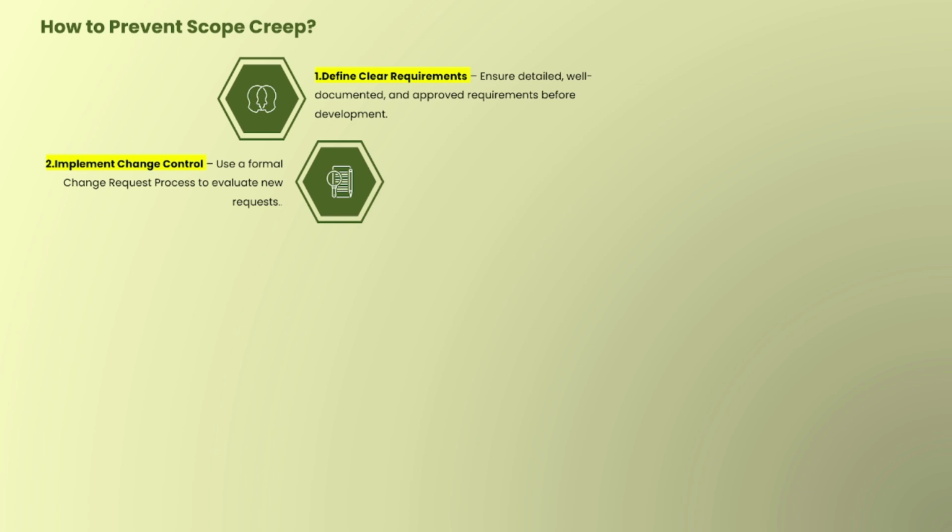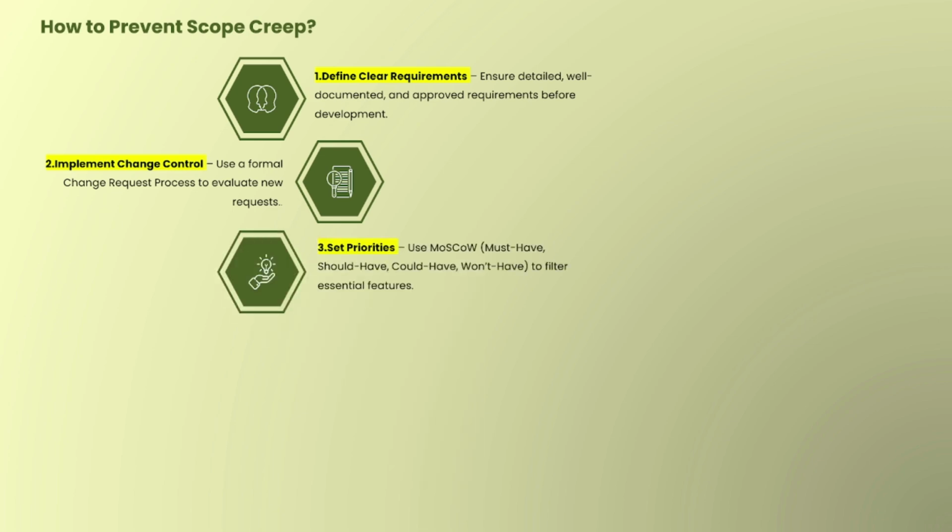Next is implement change control. Well, this means that if someone wants to add or change something, they need to submit a proper request. We don't just say yes on the spot. We tell them, give us time, we will first evaluate it and then we will respond on it.